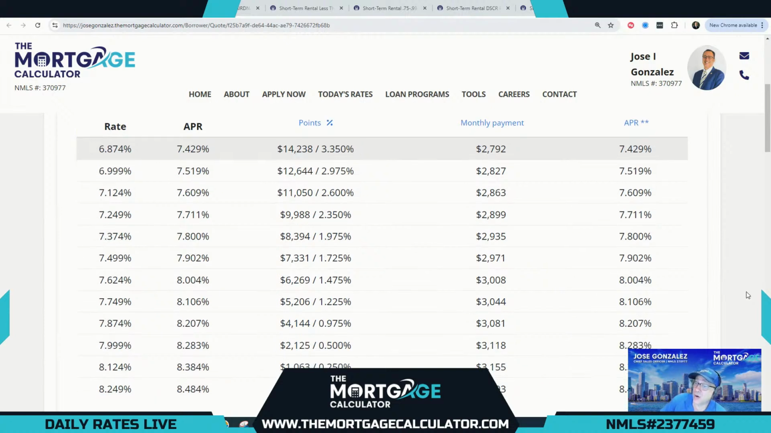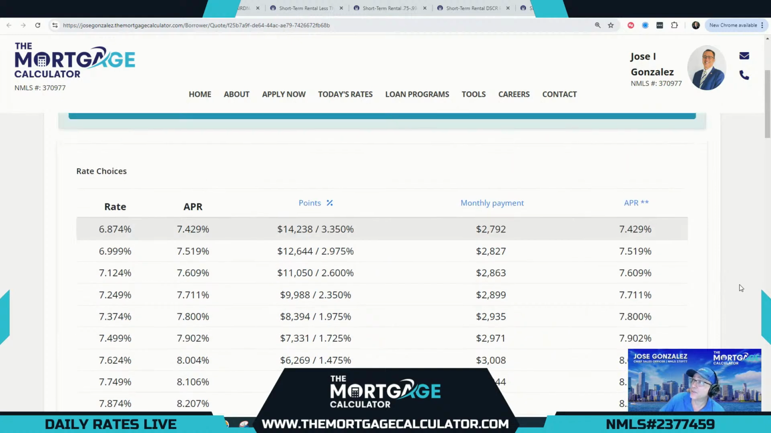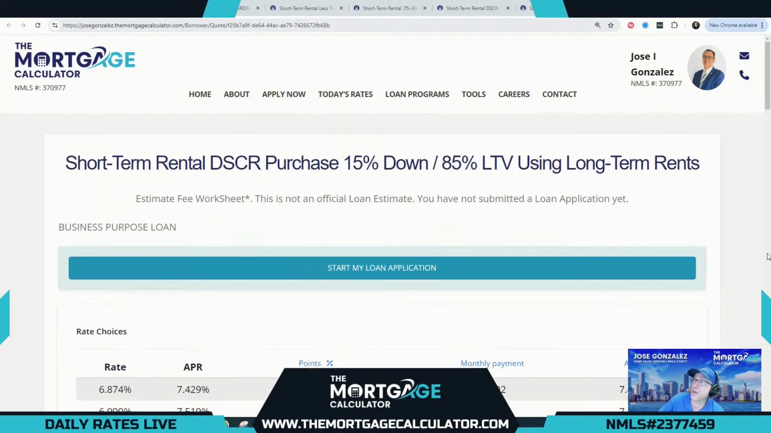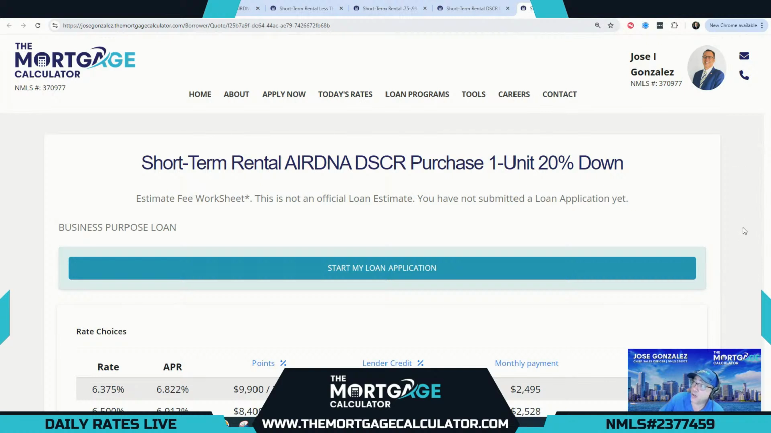This is also our lowest down payment option. Also a very common attribute here. So our 15% down option when the property's long-term rents qualify the borrower. Now, should the long-term rents not work, then we do have amazing options using AirDNA and other tips and tricks.